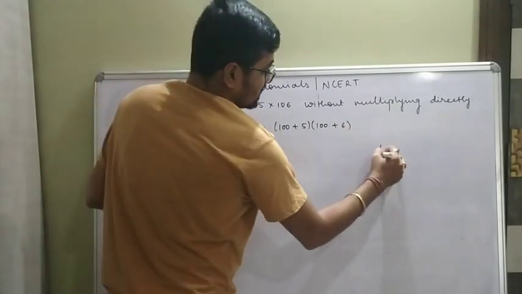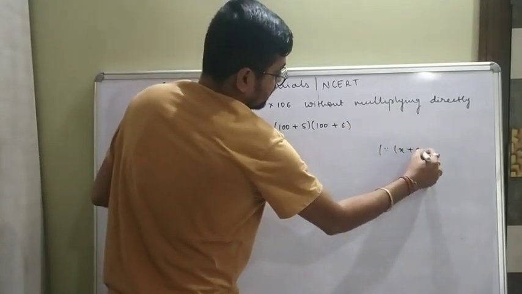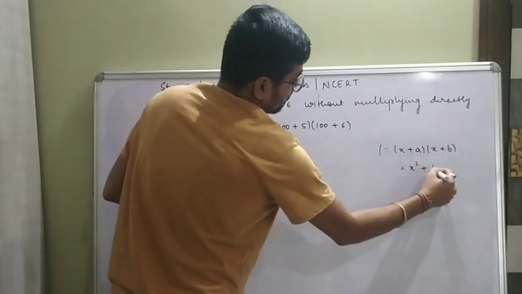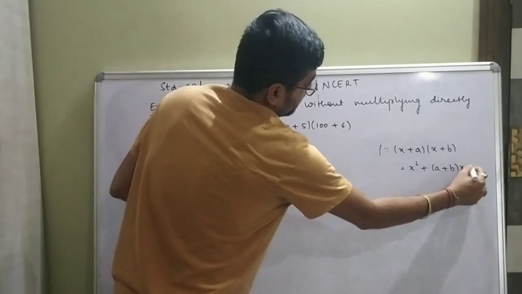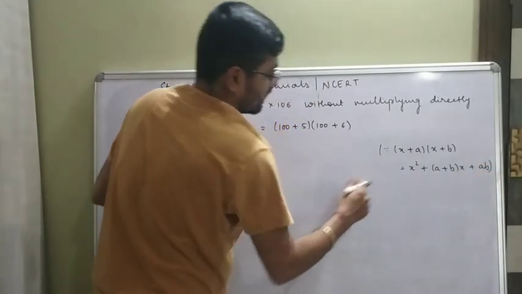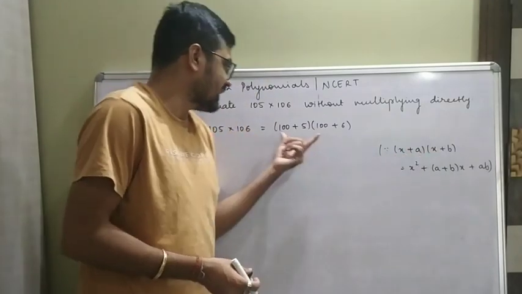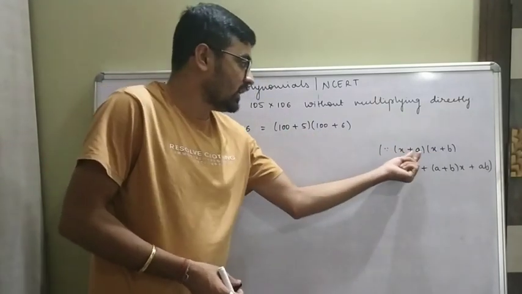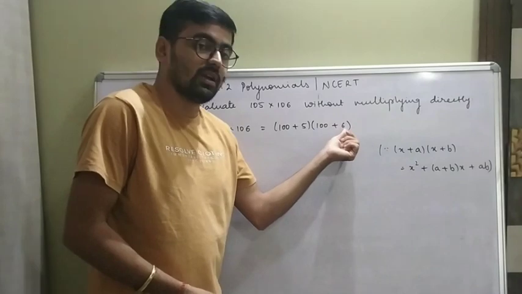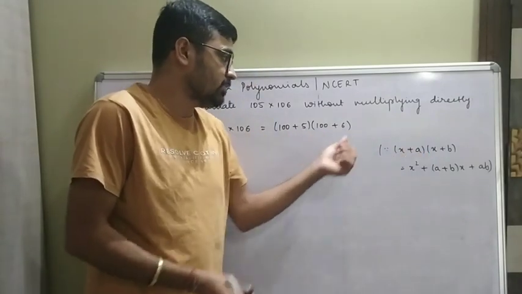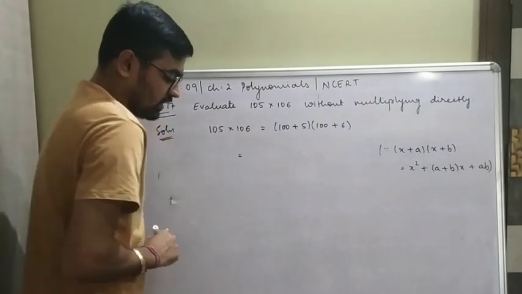So I can use this identity, (x plus a)(x plus b) equals x square plus (a plus b)x plus ab. We can easily apply this identity. Check: the first term in both the brackets is the same, that is 100, and a and b are different. One of them is 5 and another one is 6. So we will consider x as 100, a as 5, b as 6. So how will we put the formula?